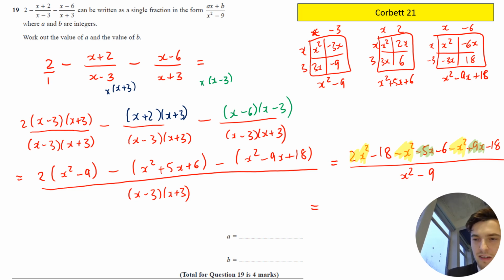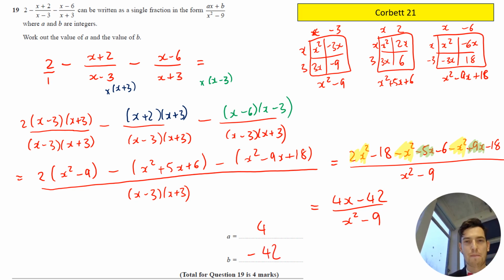So that is 4x. And then minus 18 minus 6 minus 18, that is minus 42 over x squared minus 9. So what's my value of a, my value of b? So it looks like a is 4 and b is minus 42. Okay, almost there.